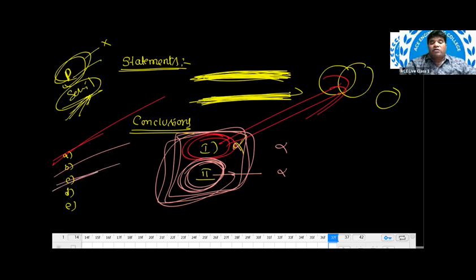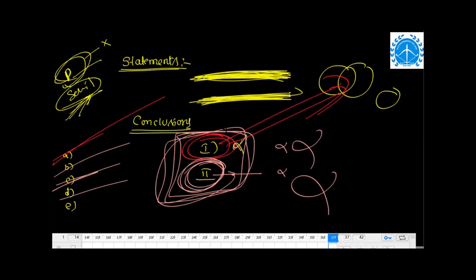Okay, next, what is option D? The first one is wrong, the second one is also wrong. By using the first conclusion you are not getting 100% clarity, and by using the second conclusion you are not getting 100% clarity. So this is option D. First is wrong, second is wrong. Simply it is said neither nor.